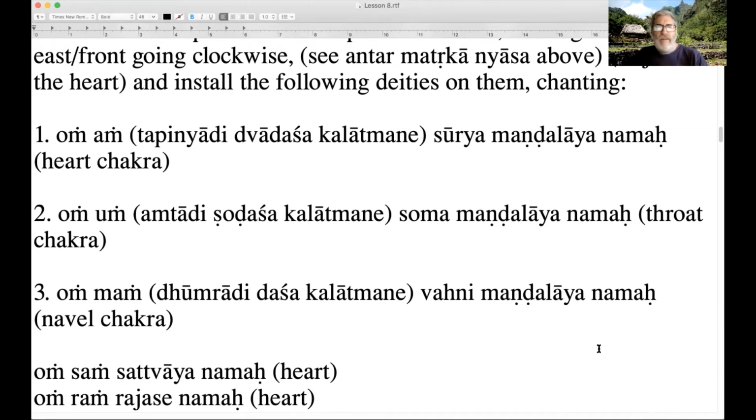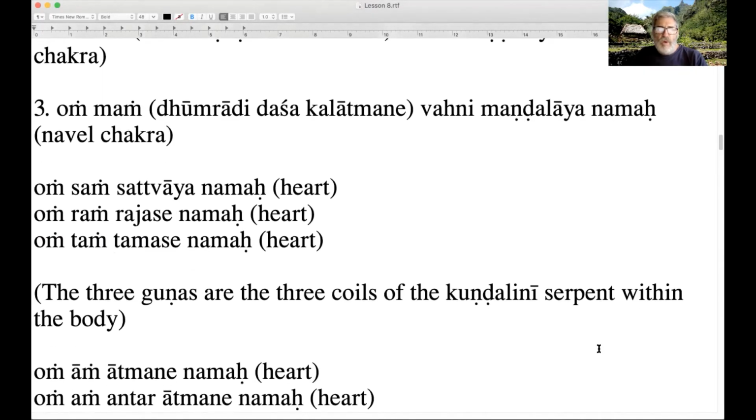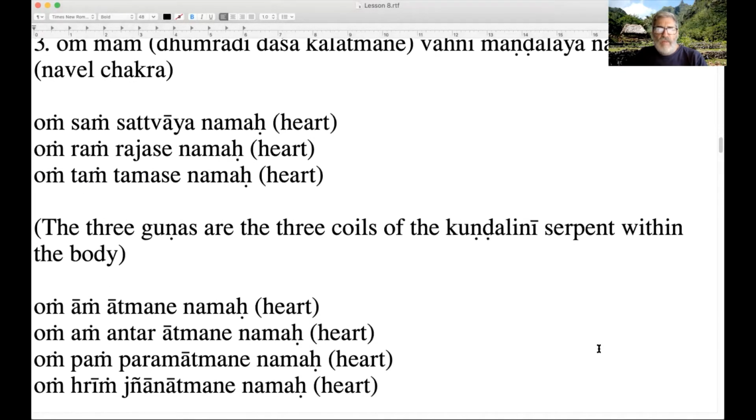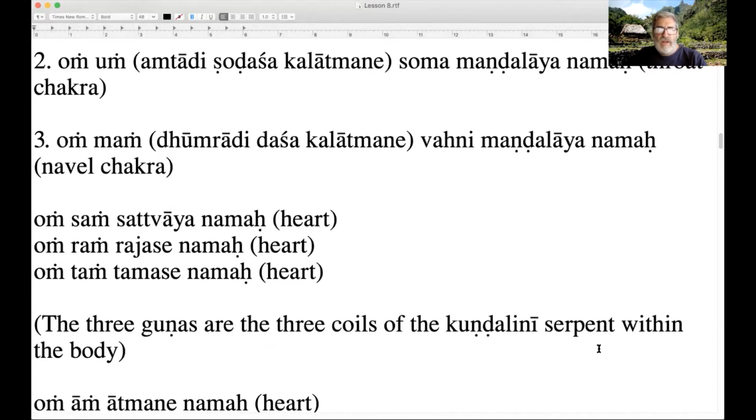Om Am Tapinyadi Dwadasa Kalatmane Surya Mandalaya Namaha, on the heart chakra. Om Um Somadi Sodasha Kalatmane Soma Mandalaya Namaha, in the throat chakra. Om Mam Dhumradi Dasa Kalatmane Vahni Mandalaya Namaha, on the navel chakra. Om Sam Sattvaya Namaha, on the heart. Om Ram Rajase Namaha, on the heart. Om Tam Tamase Namaha, on the heart.